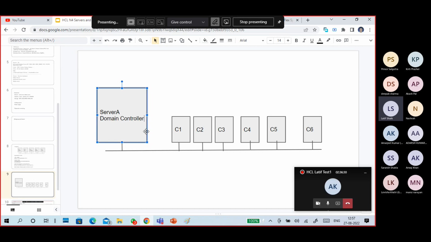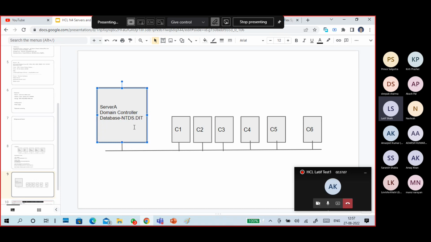What does this domain controller contain? The domain controller contains a database. The name of the database is NTDS.DIT. I think it's better to take a little smaller size. If it is not visible, please check it once again. NTDS.DIT, that is a database.